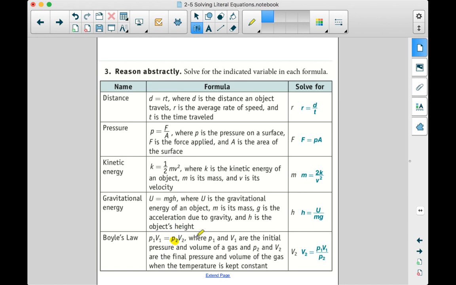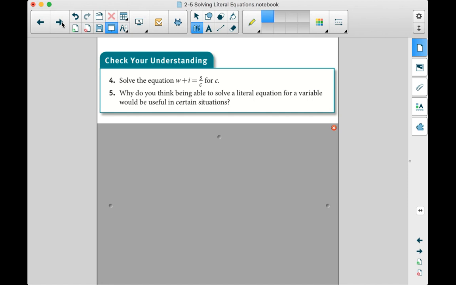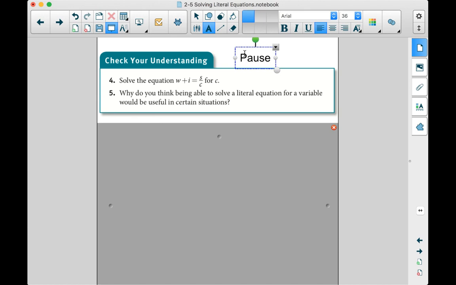And you'll see this is a very, very common physics formula that you'll use when you get into high school physics. Actually, I think all of these, pressure, kinetic energy, gravitational energy, are very common physics formulas. All right, so right now, we're going to try a little bit more. I want you to try number 4 and 5. You can still work with a partner. You can still talk to those around you. But if you try them right now, go ahead and hit pause. And then once you hit play, I'll go over the answers once again.